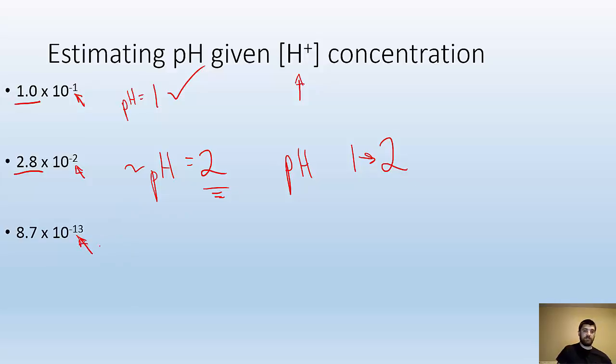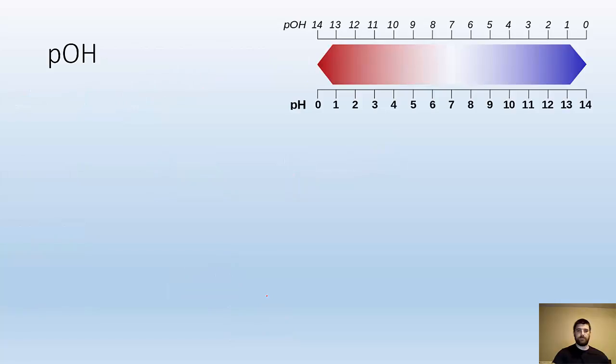I look at this. All right, if this is my H plus concentration, that minus 13 is going to tell me that it's around 13. And this 8.7, since it's a number greater than 1, is going to be more acidic than 13. So the pH I can estimate is going to be between 12 and 13. 4.6 times 10 to the minus 8, same deal. This minus 8 tells me it's probably around pH 8, and this 4.6 is telling me it's more acidic than that. So I know it's going to be between a pH of 7 and 8.